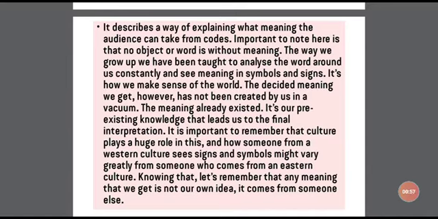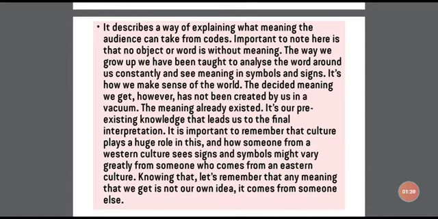The way we grow up, we have been taught to analyze the world around us constantly and see meaning in symbols and signs. It's how we make sense of the world. The decided meaning we get, however, has not been created by us in a vacuum. The meaning already existing is our pre-existing knowledge that leads us to the final interpretation.